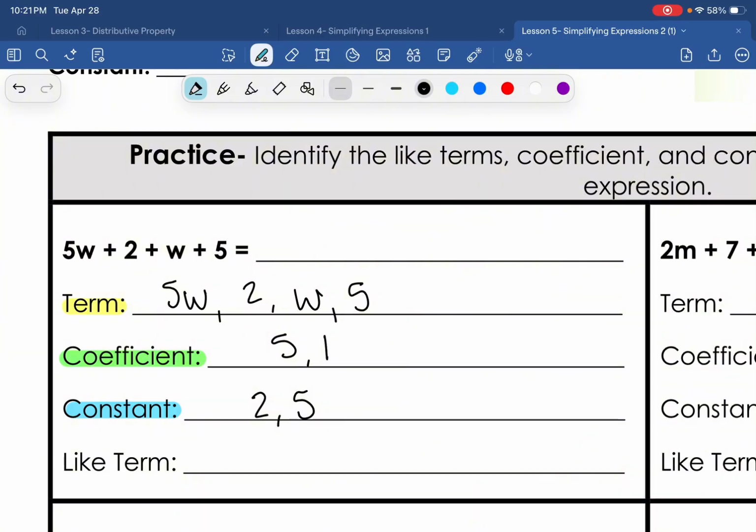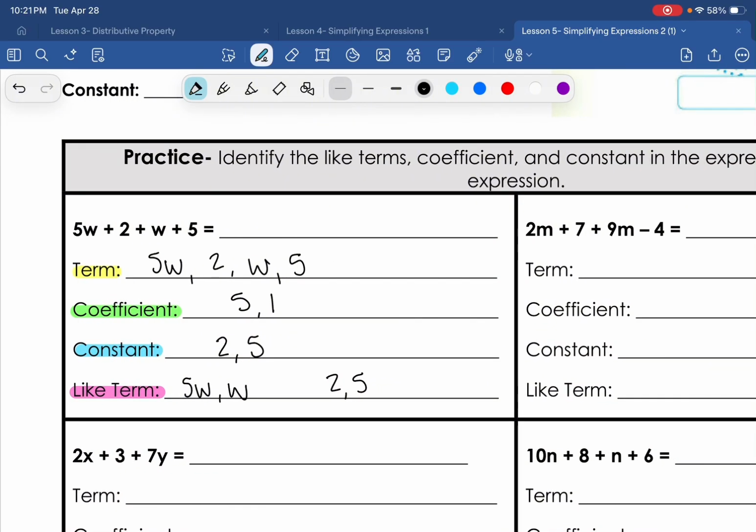Now, we do have some like terms. And remember, like terms have the same variable or they're constants. So in this expression, we have 5w and w. Those are like terms because they have the same variable. Now, 2 and 5 are also like terms because they are constants.